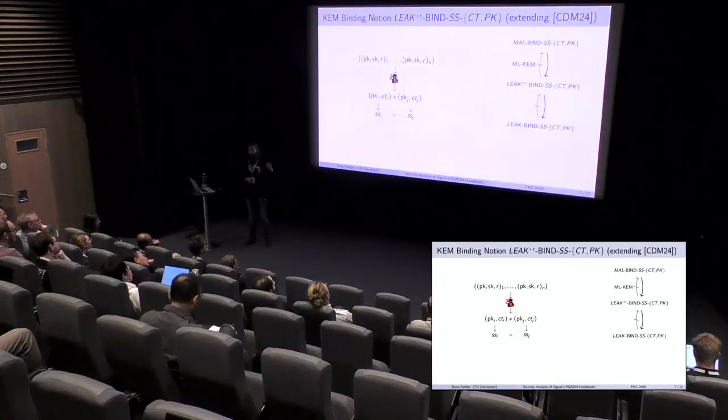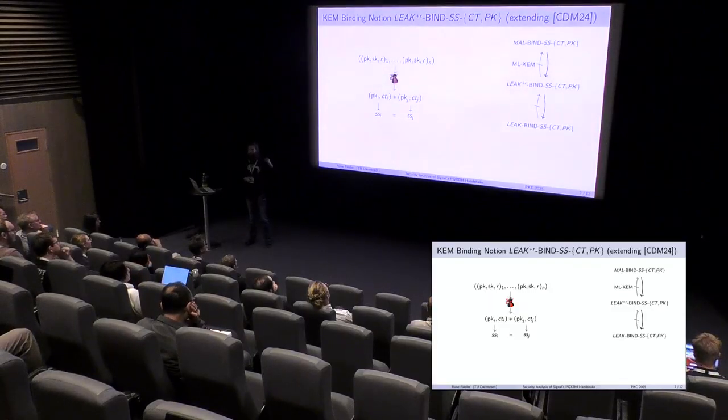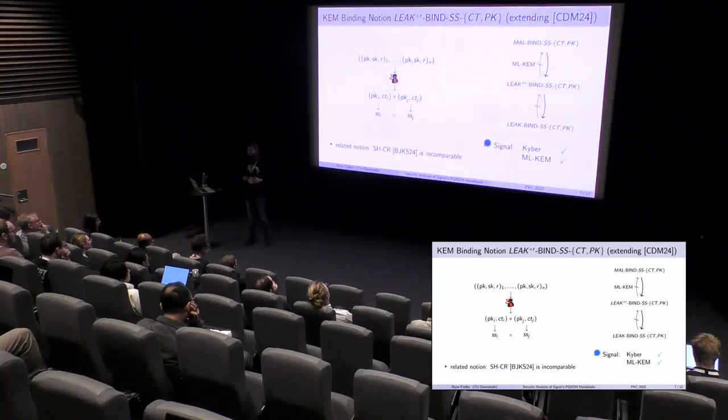We show implications from top to bottom and separations from bottom to top, where MLKEM is a noteworthy separation example between our leak plus R notion and the malicious notion. What we need for our analysis is leak plus R. Signal uses Kyber, which we show fulfills our leak plus R notion. Similarly, MLKEM also fulfills our notion. On a side note, the tool-based analysis by Bhargavan et al. uses a different notion, which is formally incomparable to ours.